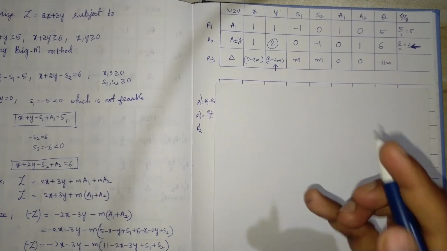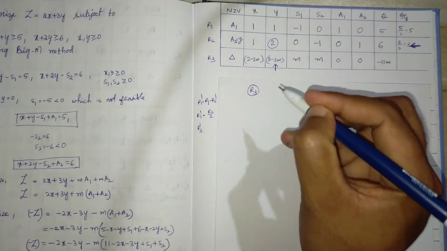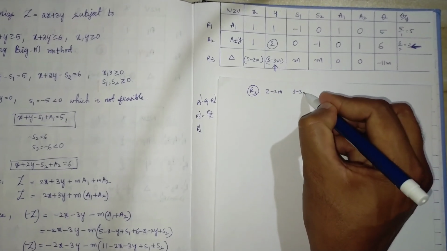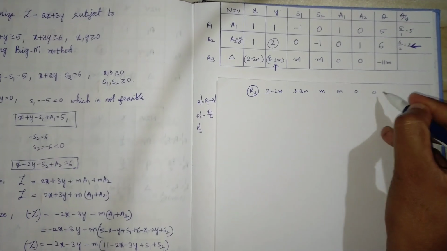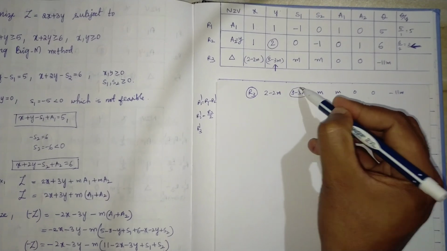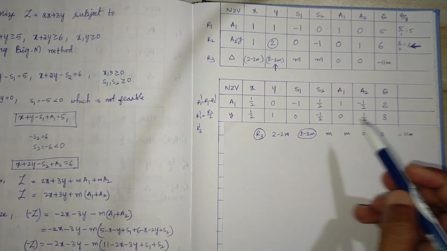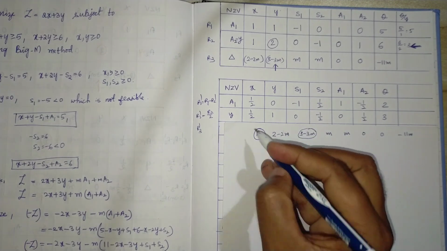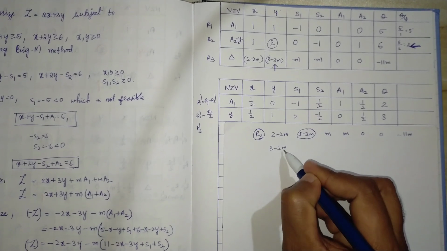So look here. So we have r3 minus, right? So let us write that r3 as it is. What are the coefficients? 2 minus 2m, 3 minus 3m, m, and m, 0, 0, minus 11m, and we have to make this 0, right? So look at the pivotal row here. We have 1. Let us multiply this row by 3 minus 3m. What happens? So 3 minus 3m by 2. It is 3 minus 3m divided by 2.